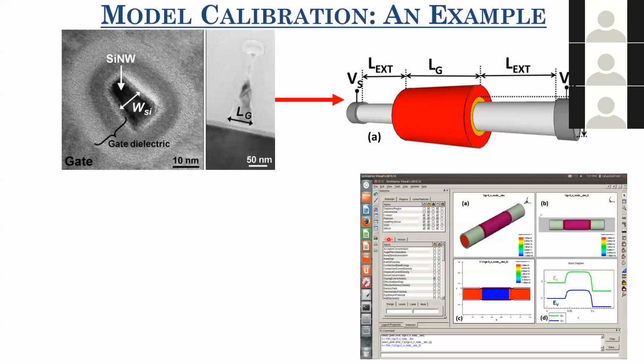So let me give you an example of model calibration. This is a nanowire GAA FET, which has this kind of, I would say, oval cross section.